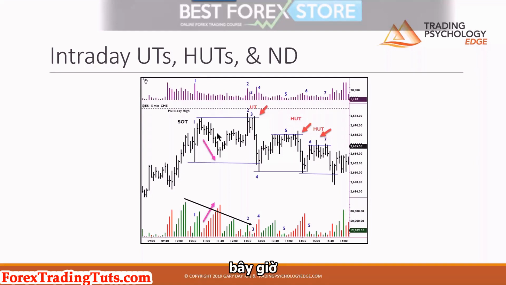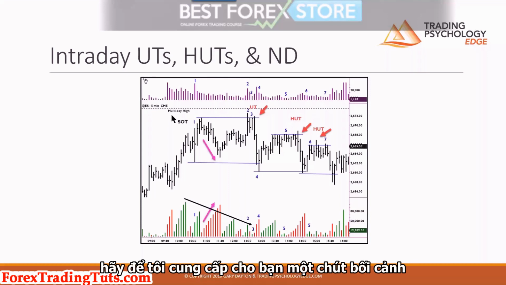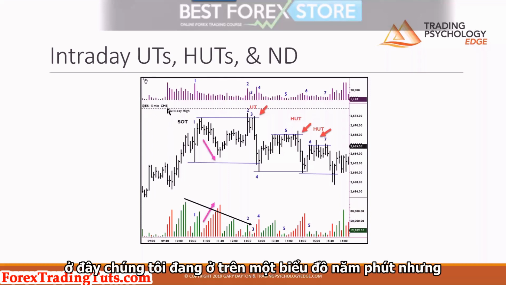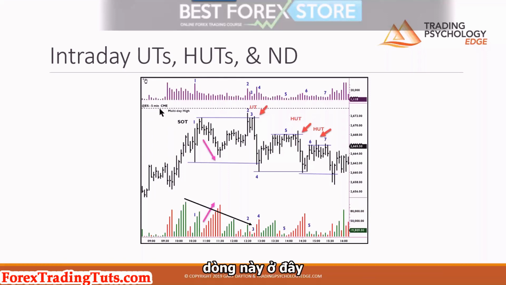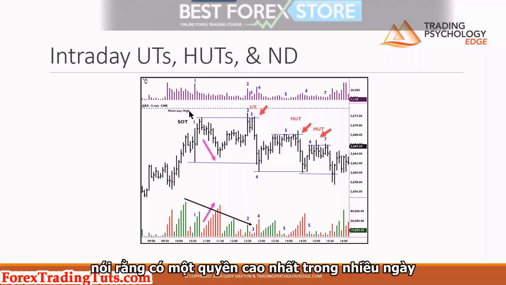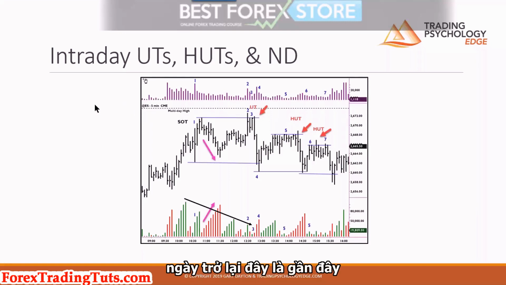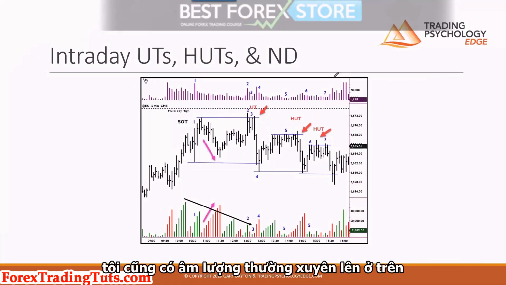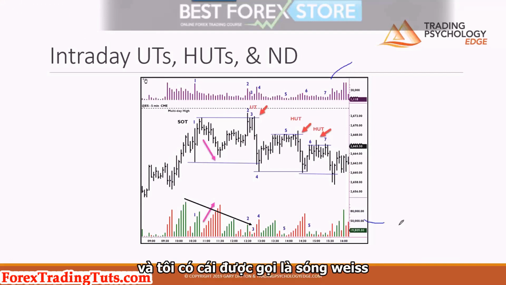Now, let me give you a little bit of context here. We're on a 5-minute chart, but this line here says that there's a multi-day high right along here. I think it was 2 or 3 days back. This was recent. Also I have regular volume up above, and I have what's called the Weiss wave down below.